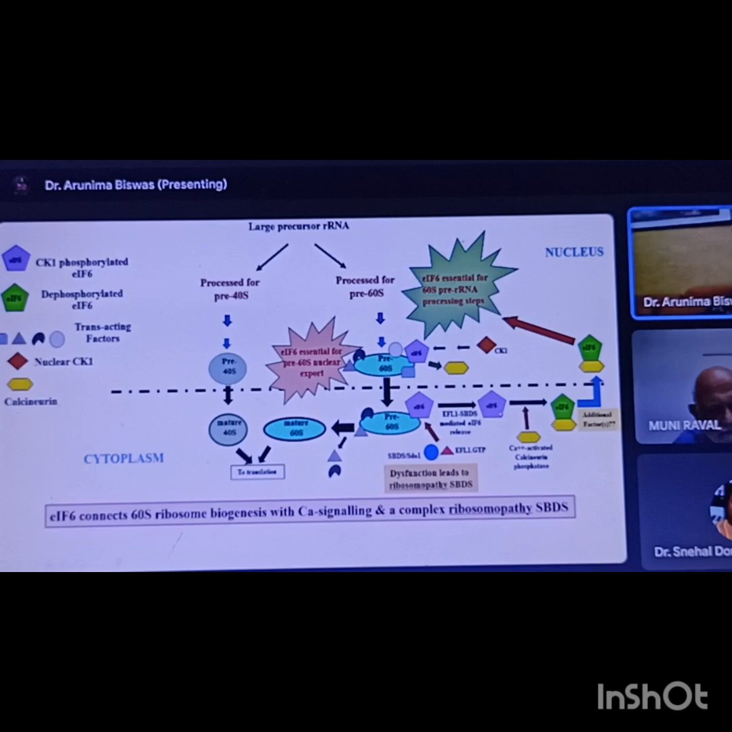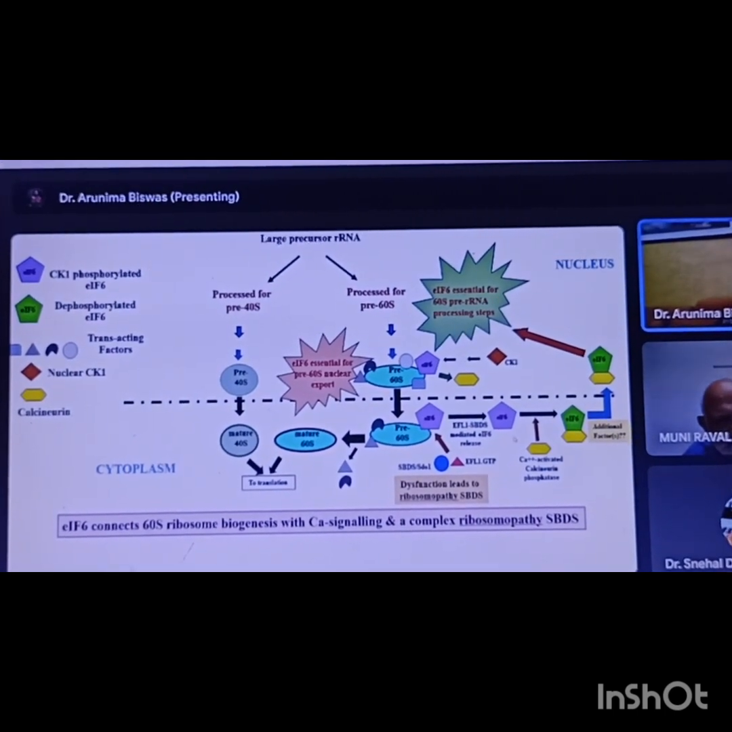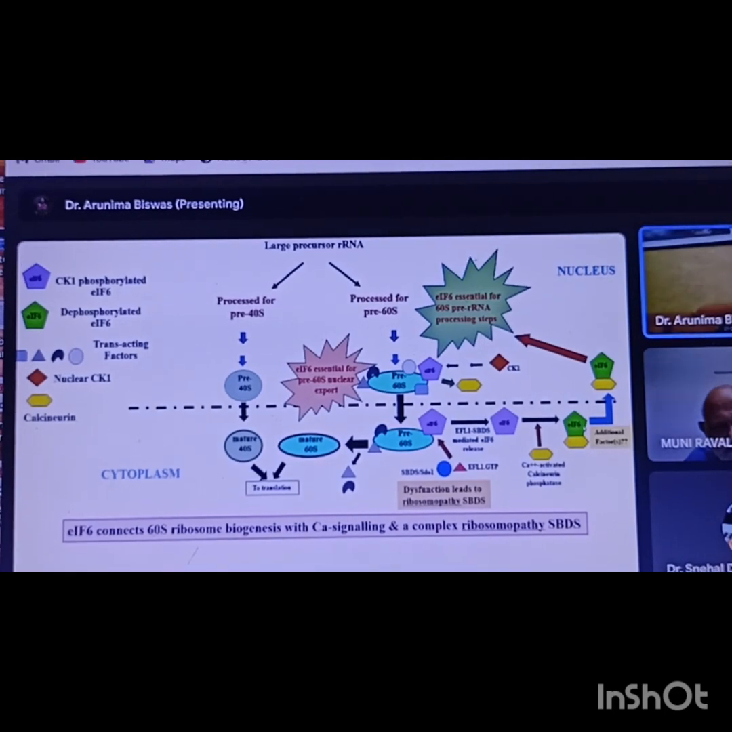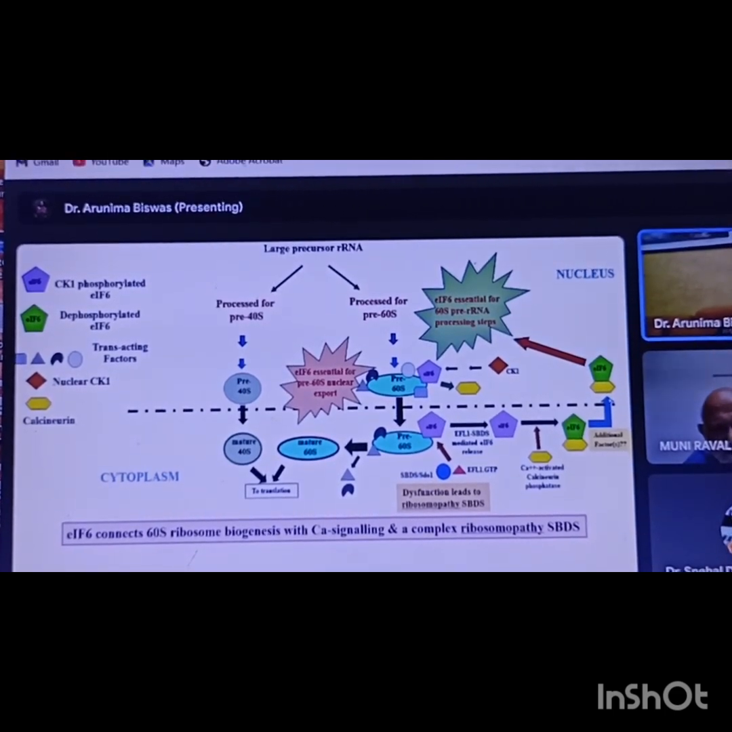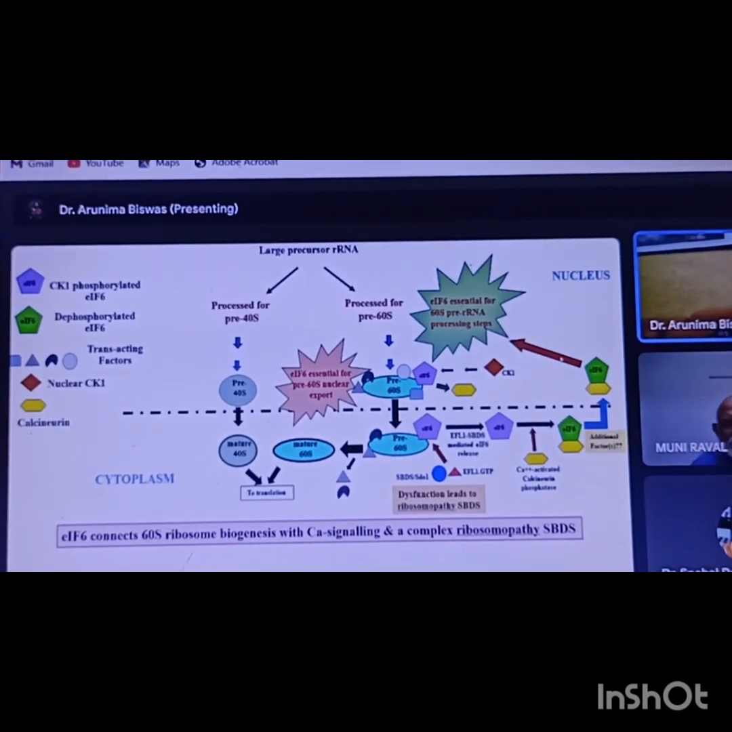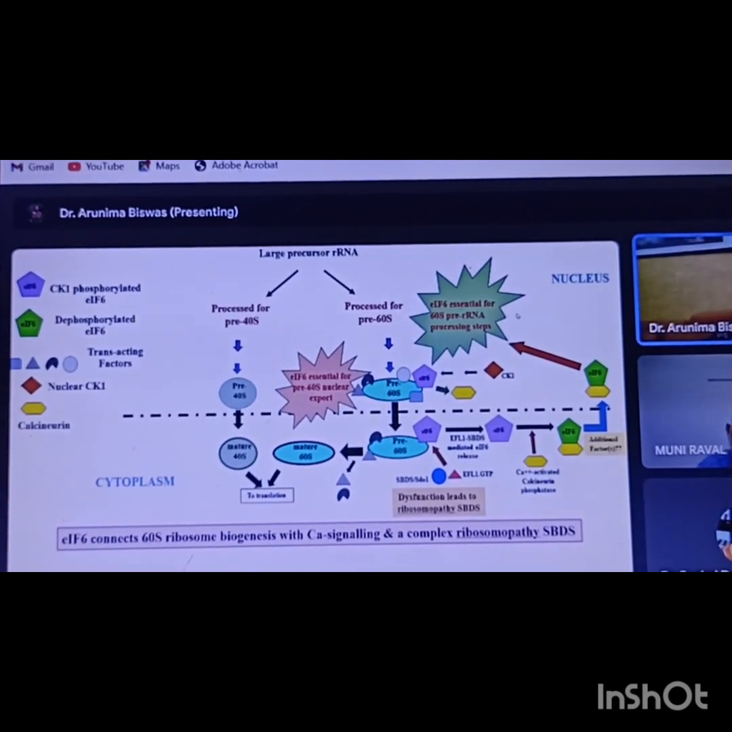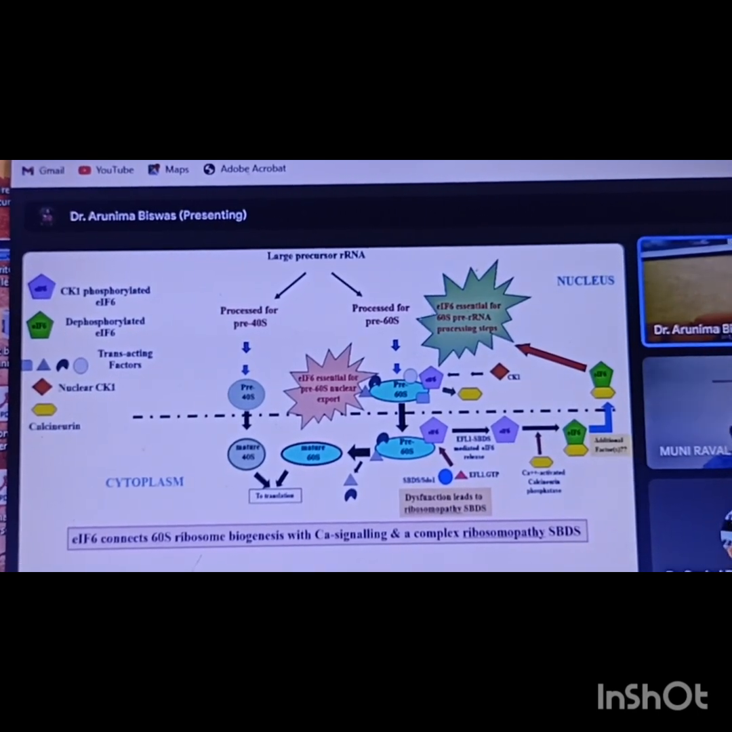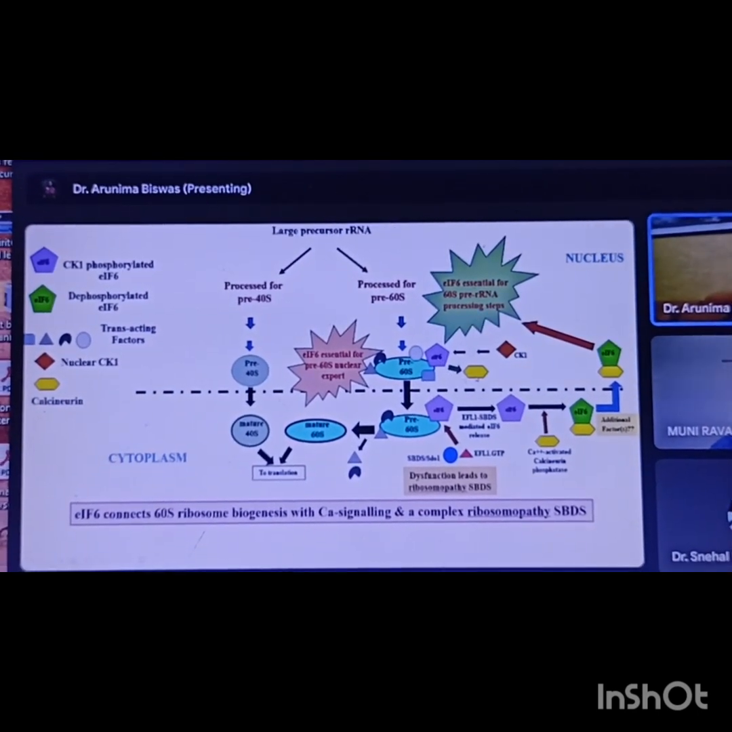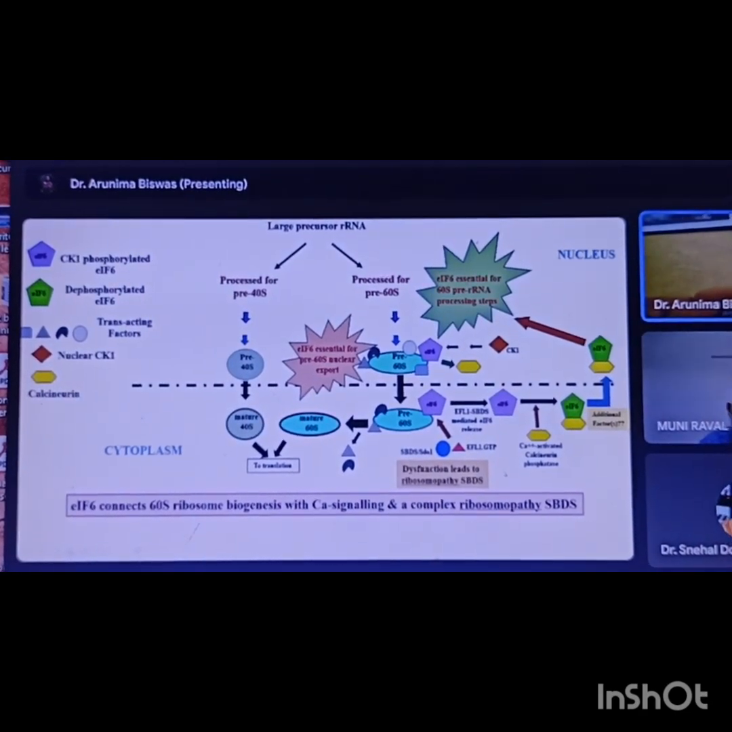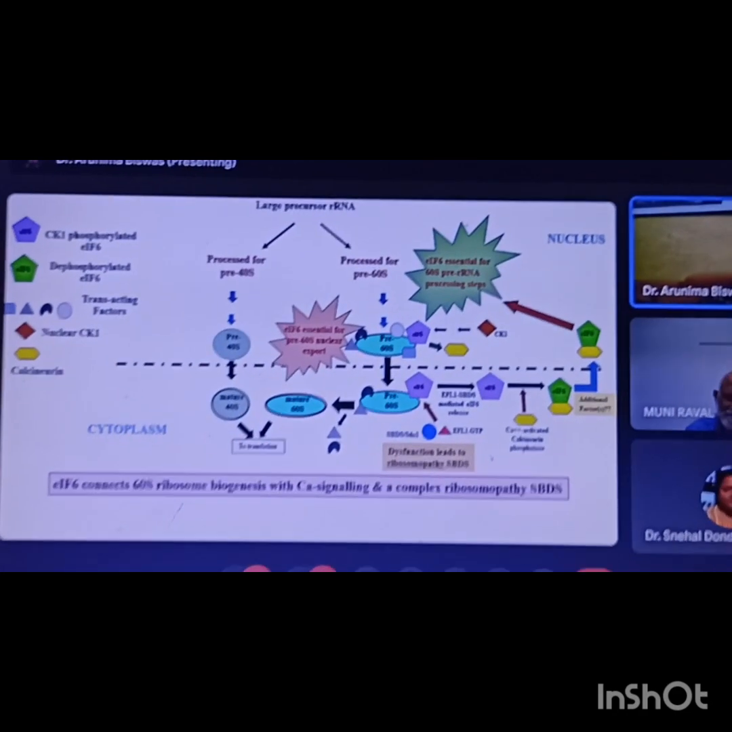And once EF6 is released, then calcium signaling takes place and calcineurin phosphatase comes in, dephosphorylates it, and probably there may be other factors involved. It goes back to the nucleus together as a complex, where EF6 can continue to work in the pre-RNA processing state till it is ready to be phosphorylated by CK1 and come out as part of the pre-60S. So this is the part I actually presented in that session.